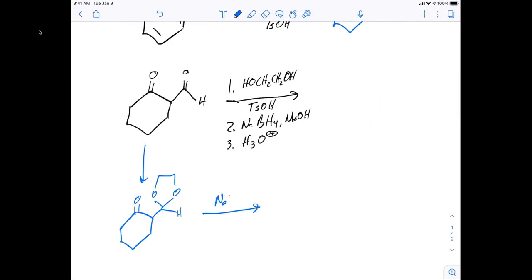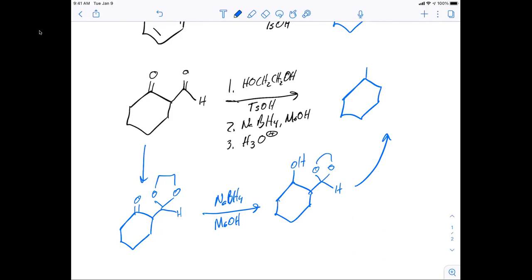And then we do a reduction with sodium borohydride and methanol. And we'll look at that again today, but we've seen this one in organic 1. And then we do a hydrolysis of that acetal to get us back to the aldehyde.